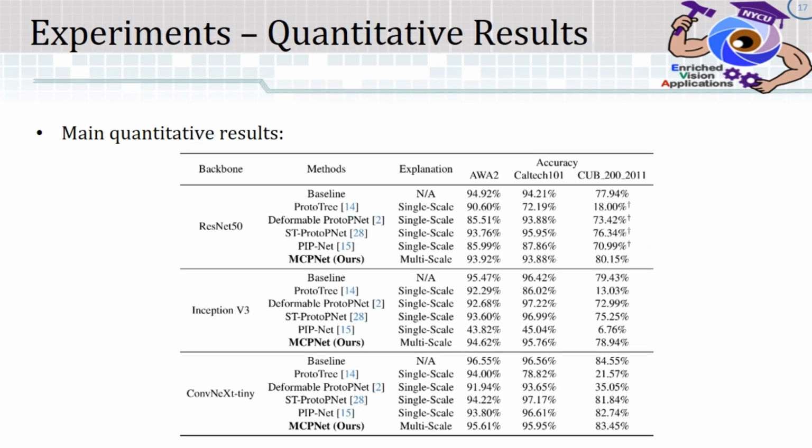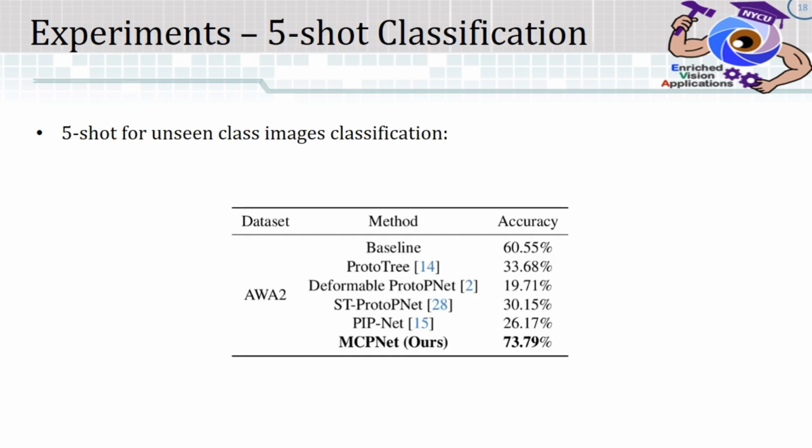In the first part of the experiment, we compare the performance with previous methods, with our MCPNet providing multi-scale explanations and comparable performance. Next, we show the experiment for five-shot classification in which MCPNet showed a competitive performance, indicating the concepts are sufficiently generalized to discern between unseen classes compared to the other methods.